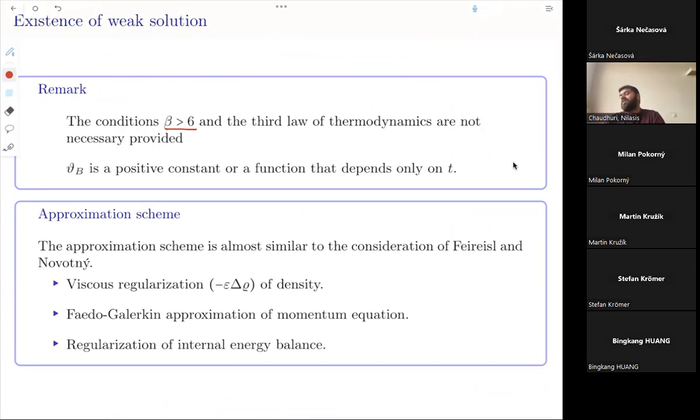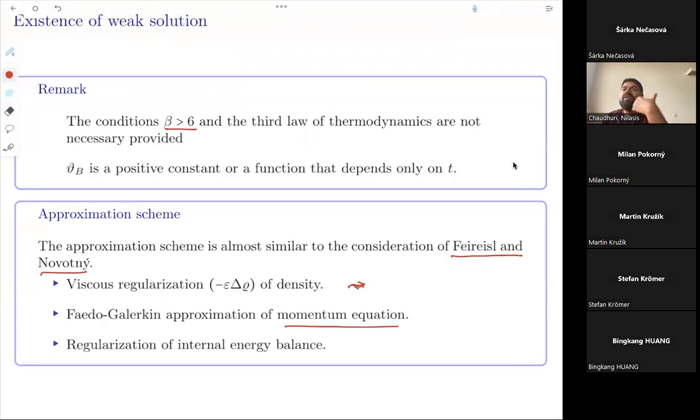And here we didn't give a very detailed proof, but we mainly follow the following approximation scheme that's based on the book of Feireisl and Novotny: you do some viscous regularization of the continuity equation, then some Faedo-Galerkin approximation of the momentum equation, and some regularization of the internal energy balance. And with a similar type of a priori estimate that we have, we can again pass to the limit, and we have our standard convergence method.